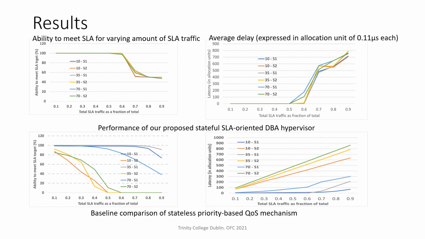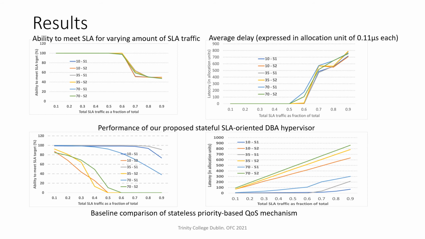Each VNO is allocated 50% of the upstream capacity. Both VNOs use their VDBAs to fill their bandwidth maps independently. We vary traffic that is SLA oriented between 10 and 90% of the total. Two SLAs are defined. SLA 1 has a target latency of 25 microseconds for 95% of the grant allocations. SLA 2 is 12.5 microseconds for 90% of the grant allocations. Three different average sizes of grants are considered: 10, 35, and 70 units, where a unit is 0.11 microseconds on an XGS-PON.